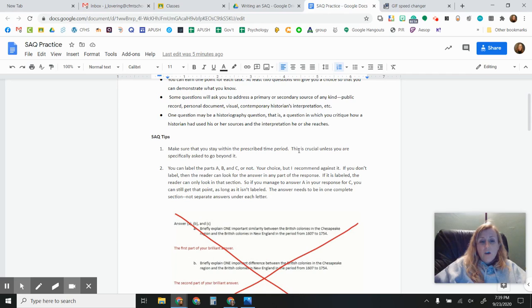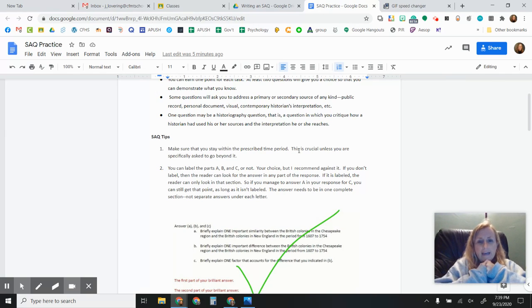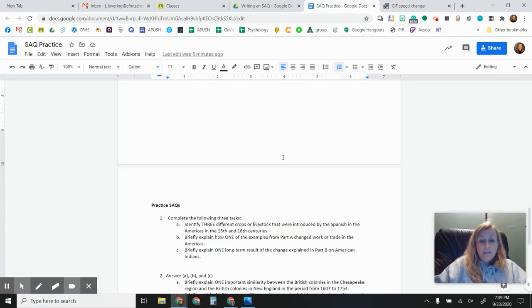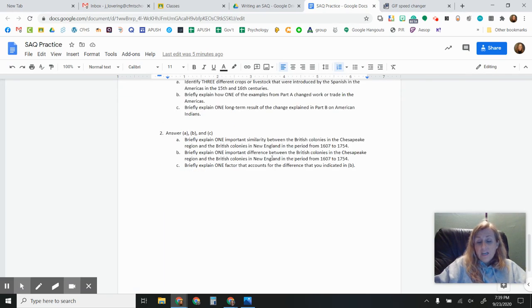When you are looking at the question, the most important thing you can do is look at the time periods that are listed in the question. Let's go back down to our example. This one says 15th and 16th centuries, so you definitely want to stay in the 1400s and 1500s. This one says 1607 to 1754, so you are looking from about Jamestown to the beginning of the French and Indian War. Your answer has to fall within those dates. That's really important to understand.